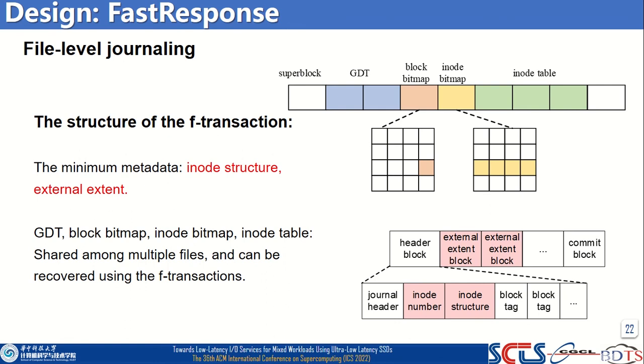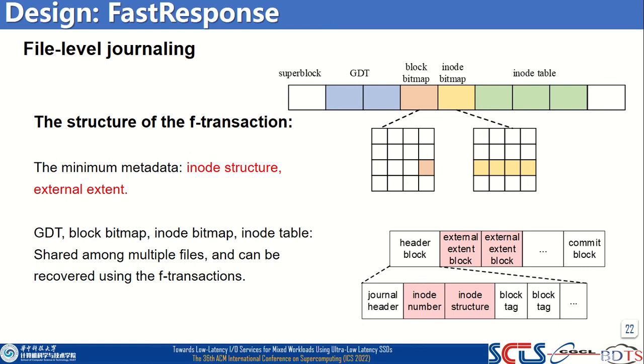The figure shows the structure of an F transaction. We commit the minimum metadata of the fsync file, i.e., the inode structure and external extent blocks. Other metadata information shared among multiple files, such as GDT, block bitmap, inode bitmap, and inode table, are not recorded. Since this information can be recovered using the normal transaction and the F transaction, the structure of an F transaction is similar to the normal transaction.